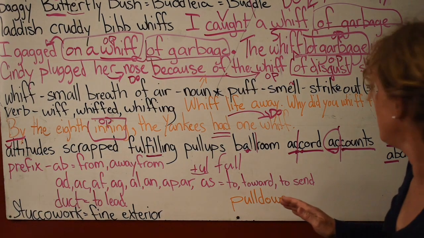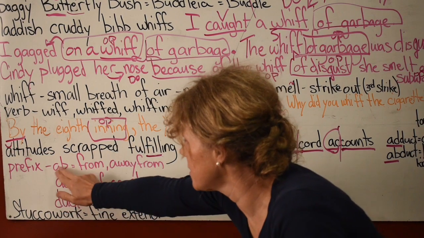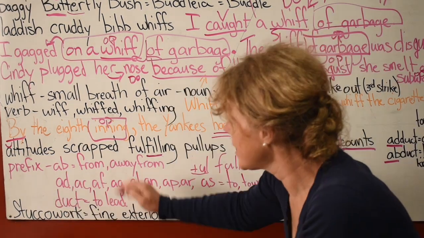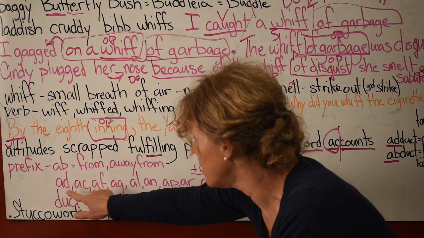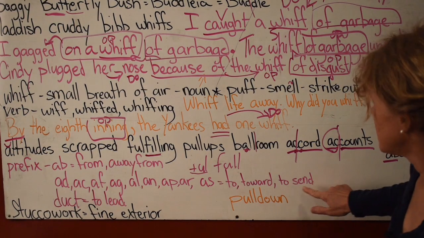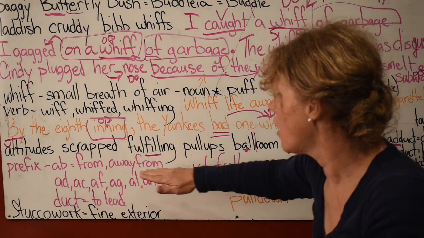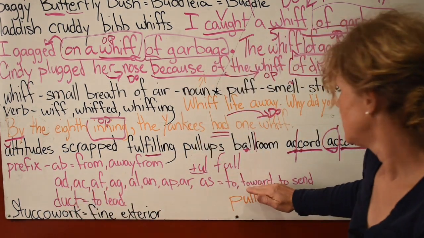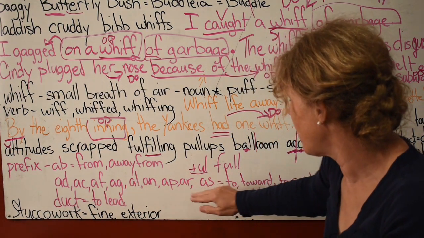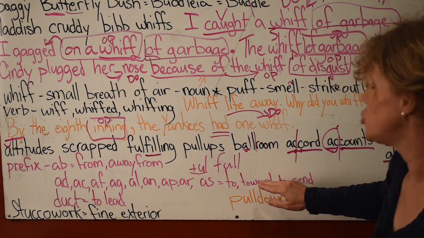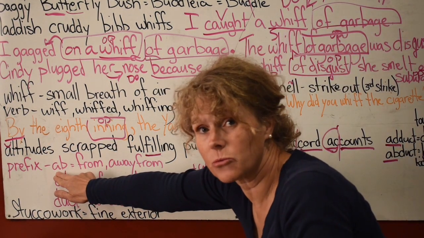But when you have adduct, that is falling right here in this prefix. Okay, so this is really confusing. See how you would think that the B would be in here, but it's not. This is away from, and this is toward. So AB, away. AD, toward. But AD, AC, AF, AG, AL, AN, AP, AR, AS means toward. So when you're using these prefixes, that's why this can be really confusing.